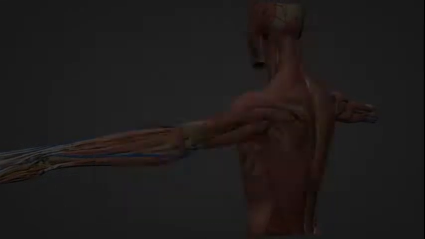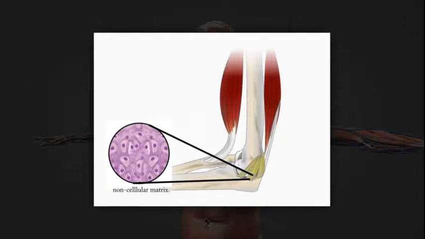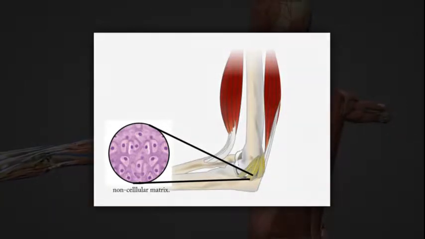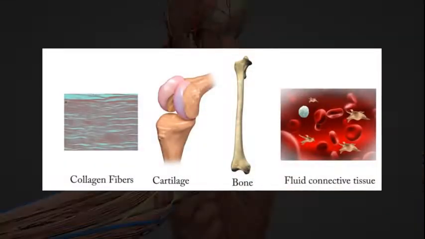Connective tissue cells are separated by non-cellular matrix. The matrix is a non-living material which may be liquid, semi-solid or solid. Embedded in the matrix are a variety of connecting and supporting fibers. Connective tissue can be divided into 4 main types.